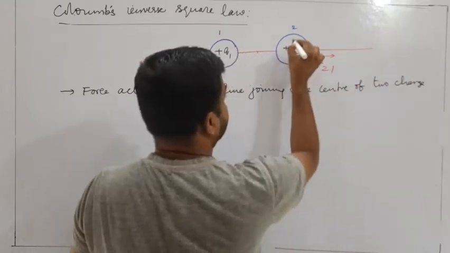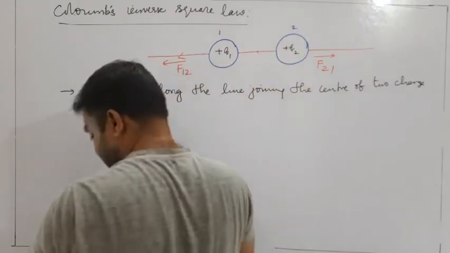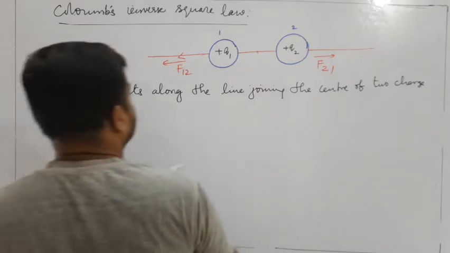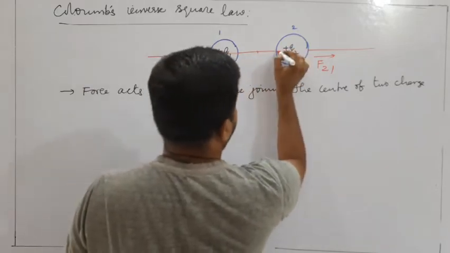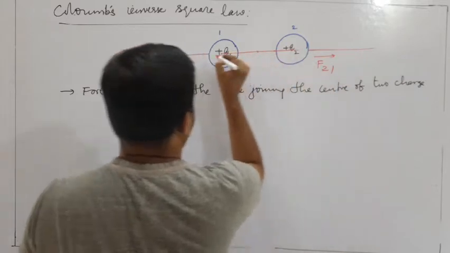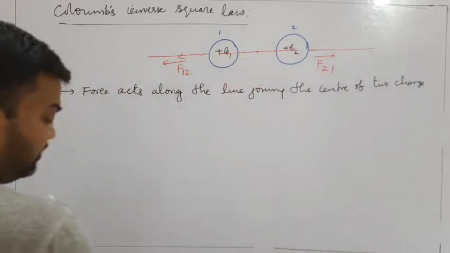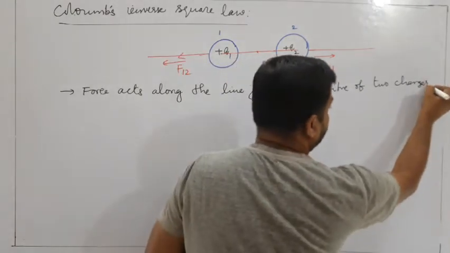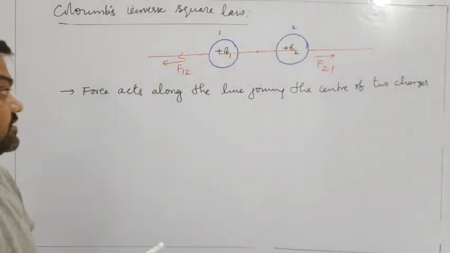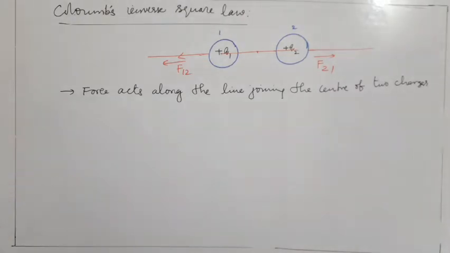this is what we have a center, this is what we have a center, and the force acts along the line joining the centers of two charges. Okay, like this. That is what we have, two charges. That is also we can observe here.